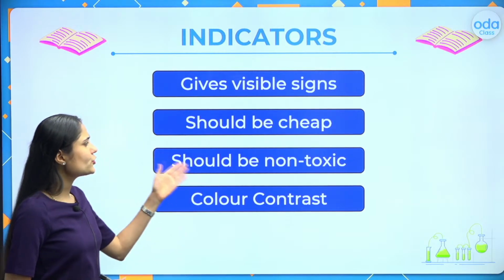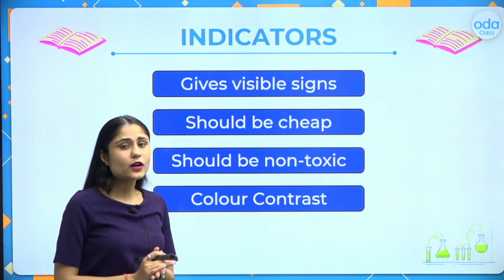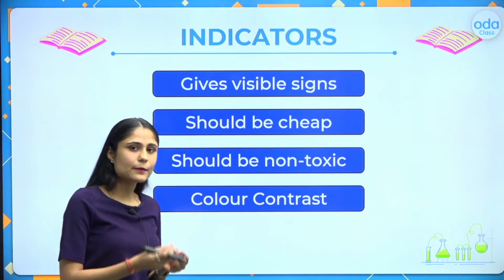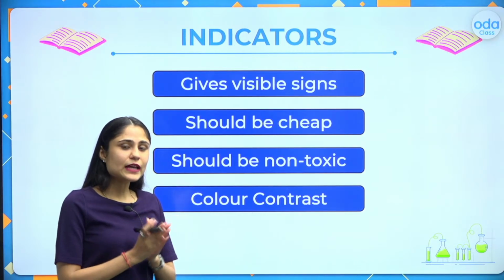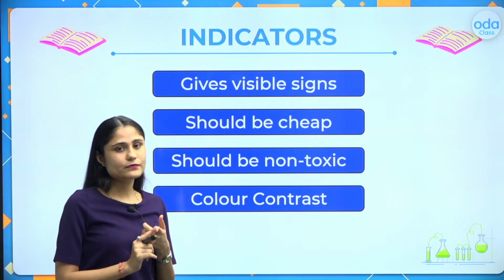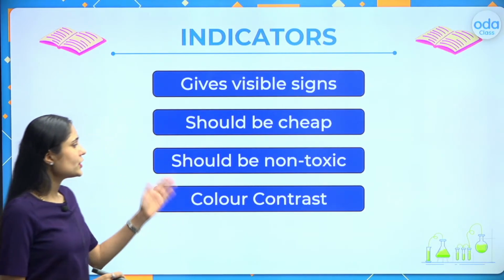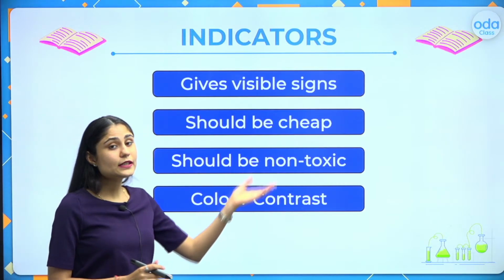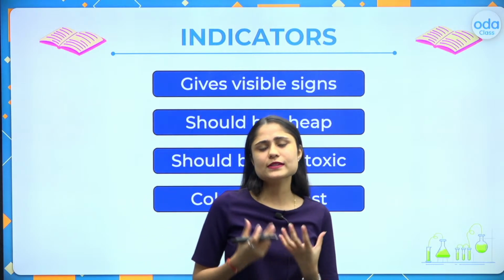Then it should be cheap and usually easily available, because we have to test a chemical compound, whether it is acidic or basic. So for that we would need an indicator which is cheap and easily available. Other than this, it should be non-toxic in nature, okay? It should not be harmful to us in any way.